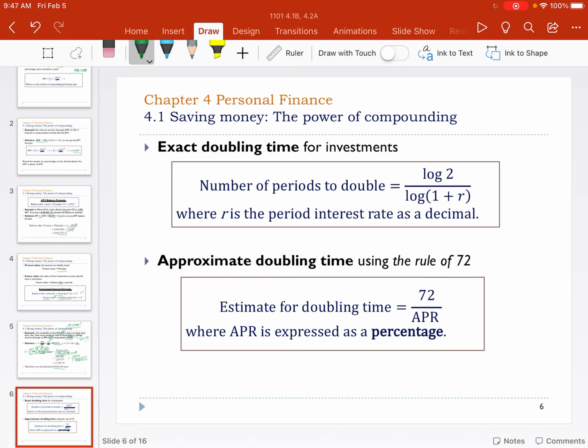This is one of the 2 times that we will see logs. This is just a formula. People are interested in how long it takes their money to double or triple, which is just an easy extension of that, but we'll concentrate on doubling time. And so the number of periods to double is log of 2, which is a constant number.